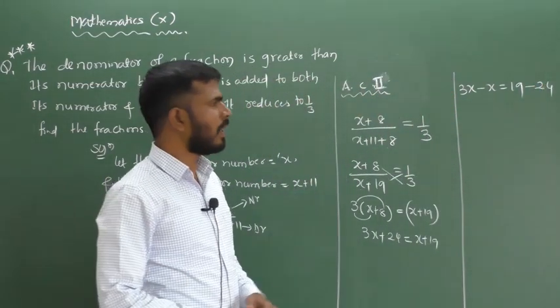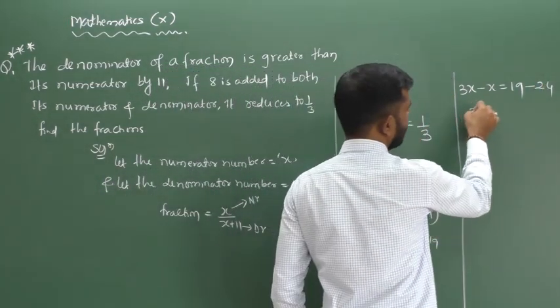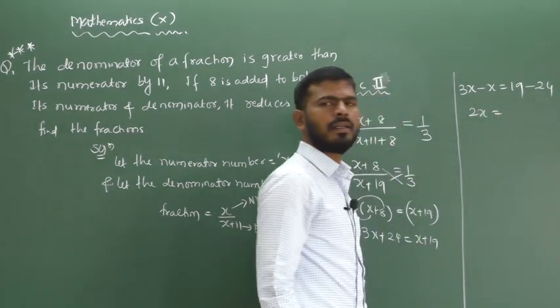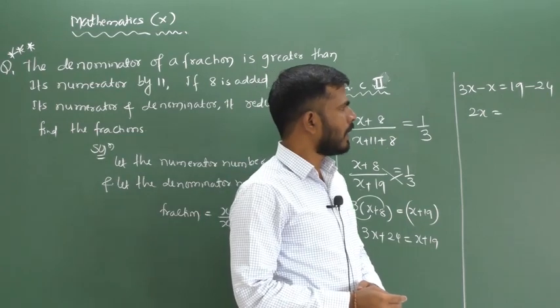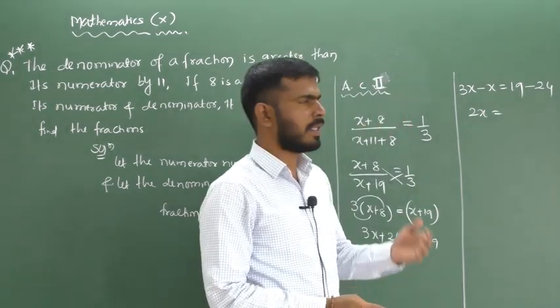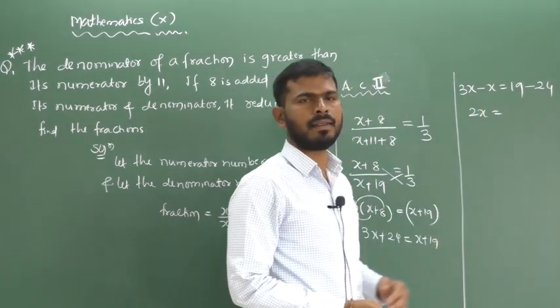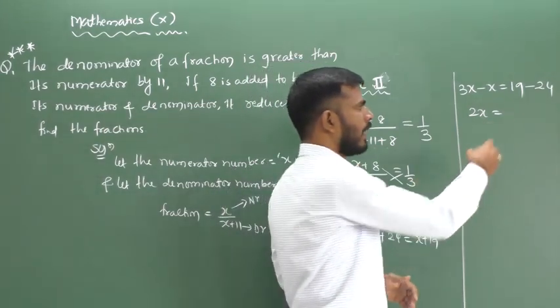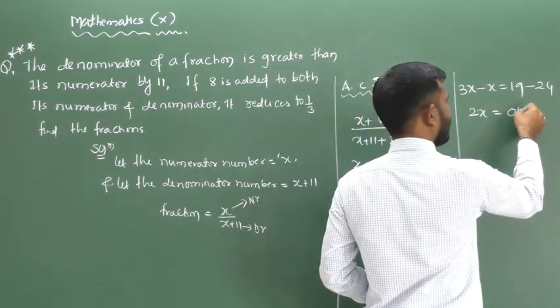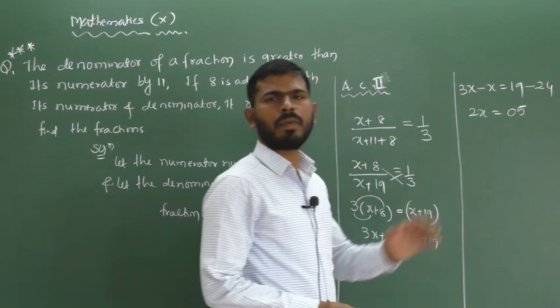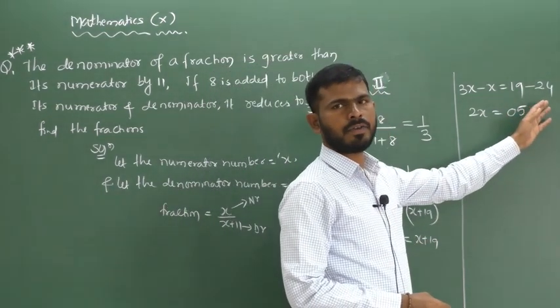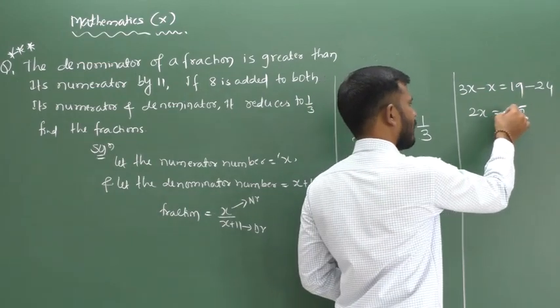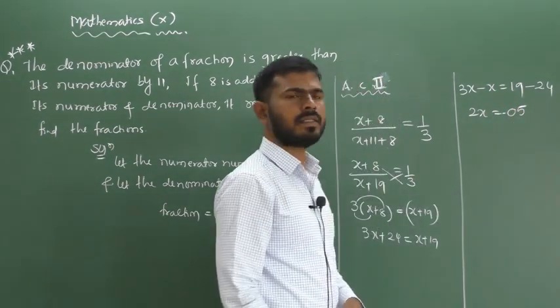Next you have to simplify 3x minus x, that is 2x. Next, 19 minus 24. 19 minus 24 is not possible, so you have to take 24 minus 19. Greater minus smaller, so we get 5. 24 minus 19 is 5. The greater is 24, and the fraction is minus 11, so that's why I write here minus 5.